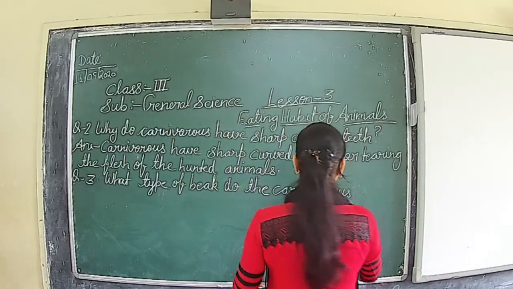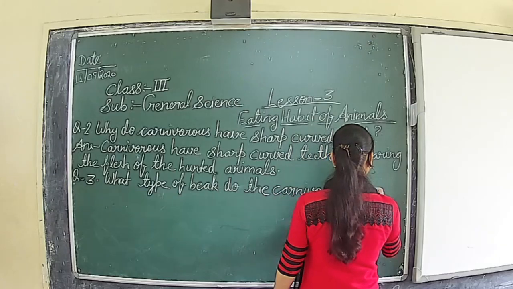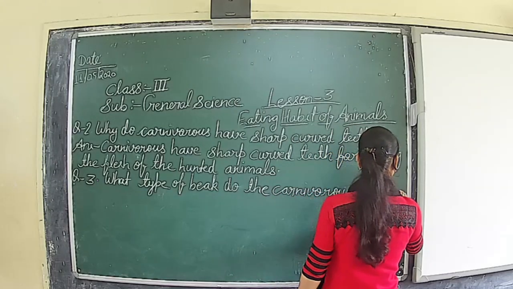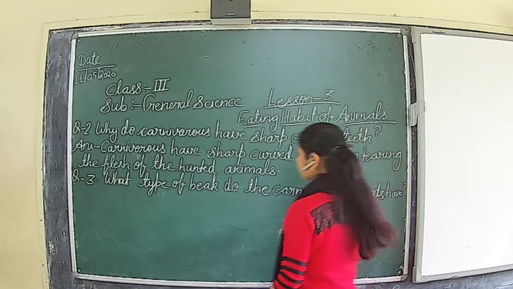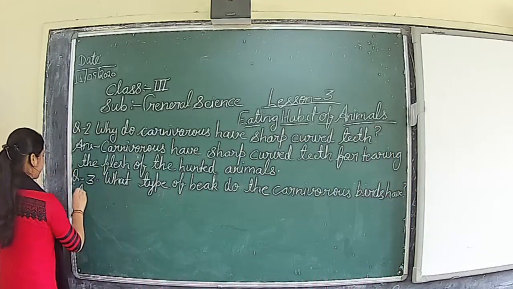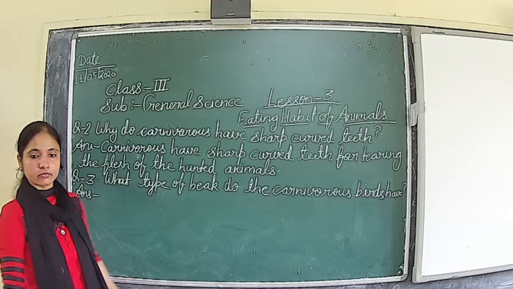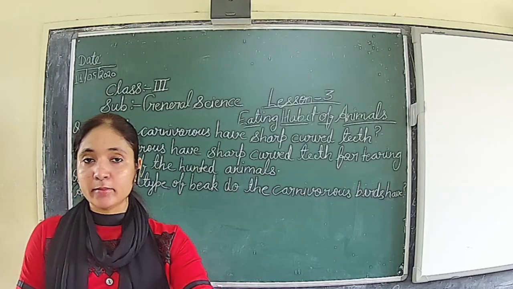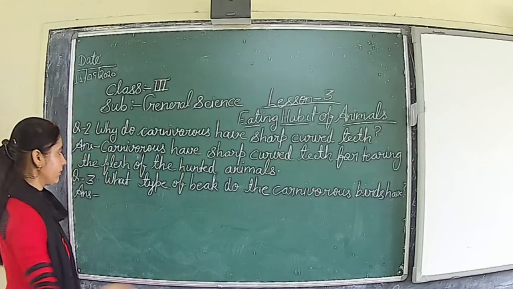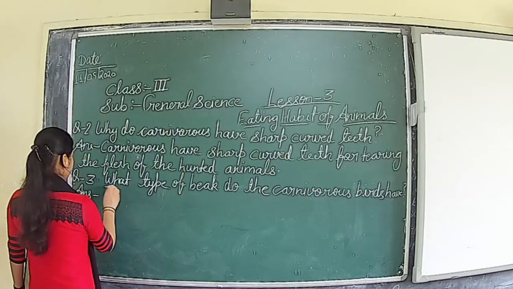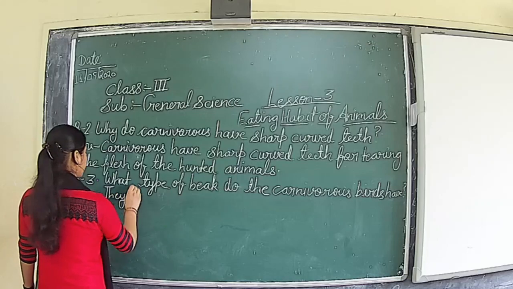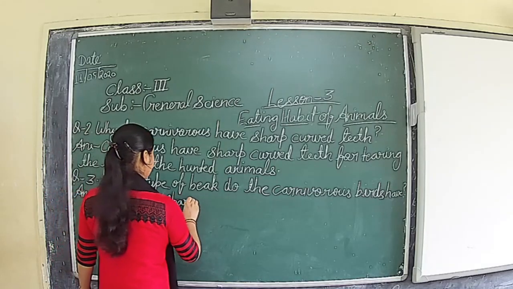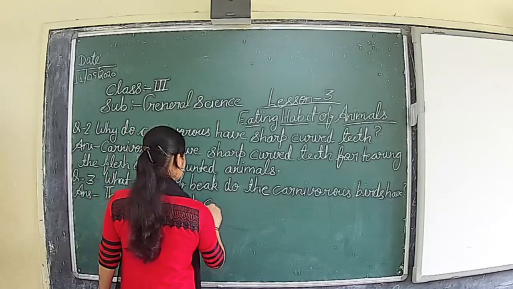What type of beak do the carnivorous birds have? So the right answer will be: carnivorous birds have sharp pointed beaks that help them to tear flesh. They also have sharp claws.